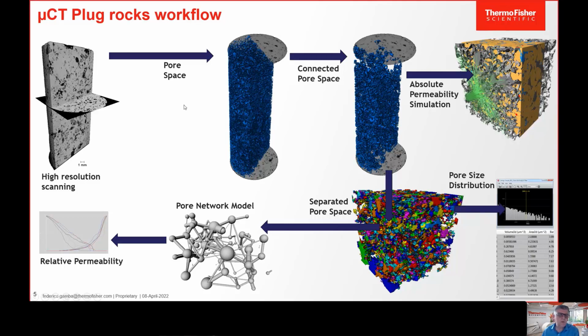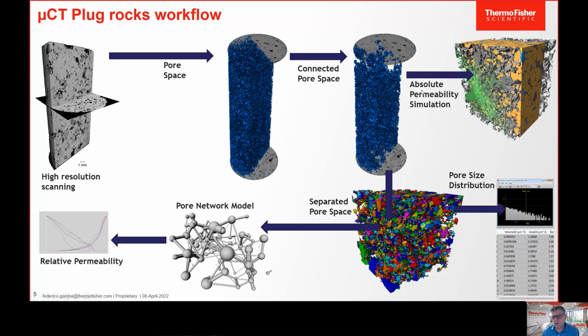So a very common workflow: you have a micro-CT plug, and you want to characterize the porous media. So you search for the pore space. Then you probably want to differentiate the connected pore space from the rest of the pore space, because the connected one contributes, of course, to the permeability, and the not connected one doesn't really contribute much. When you are at this step, you may have different paths possible.